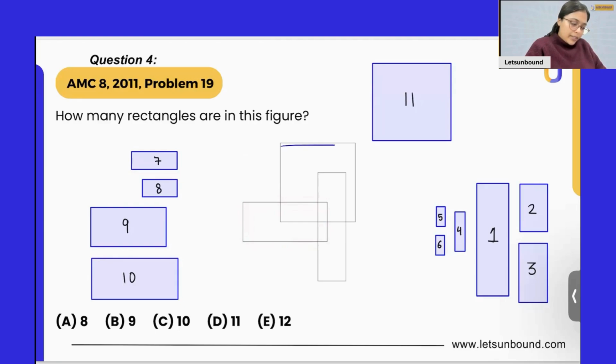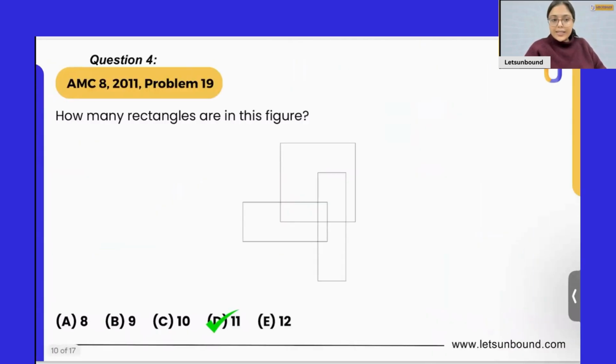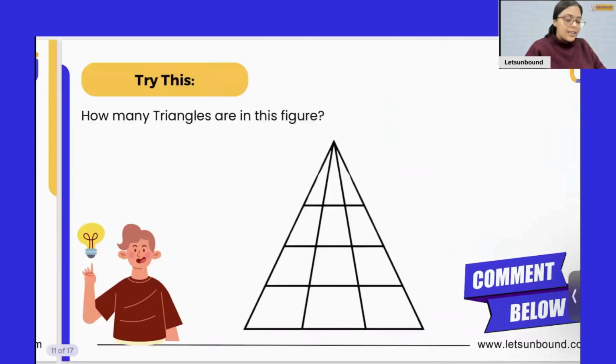We see one more rectangle, which is this one. Now you might say it's a square. So what? Every square is a rectangle, isn't it? So that means this will be counted as a rectangle. So in total, how many rectangles do we have? 11. Okay, so that means option D. That's correct.